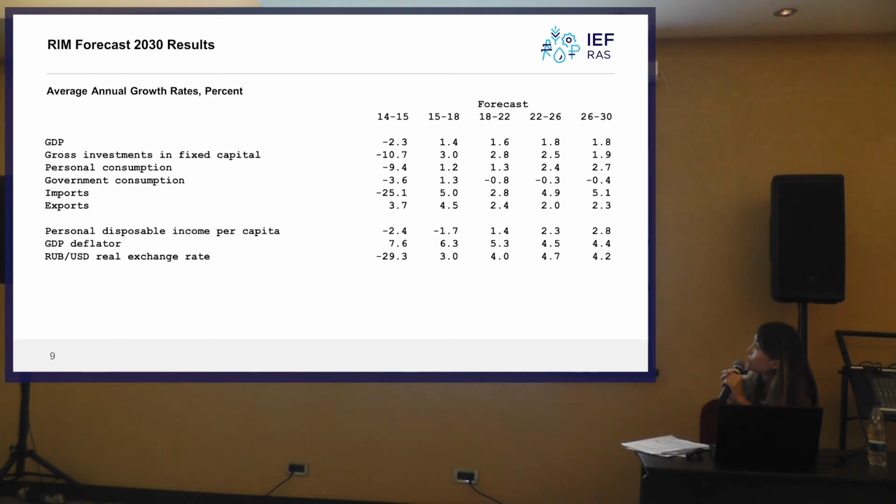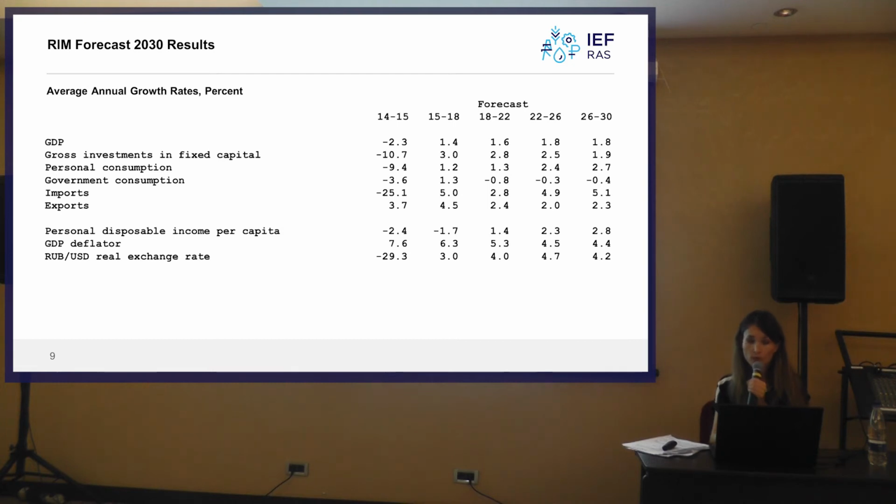The inertial scenario also assumes the growth of oil price from $65 to $73 by the end of the period, and this influences the ruble exchange rate, and so we see the continuous reinforcement of the ruble exchange rate in the whole forecast period.